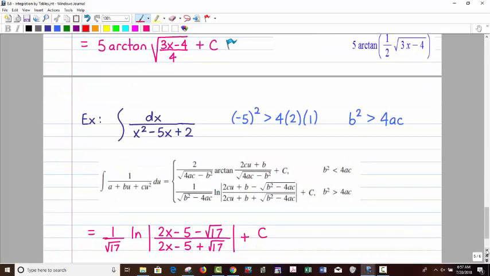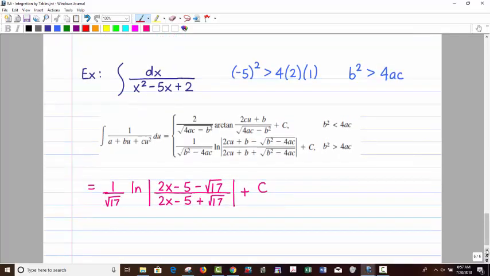Here's another one. We have x squared minus 5x plus 2. And there's the formula. You see the terms are kind of reversed here, so be careful that you pick your A, B, C correctly. In other words, C would be 1, B would be negative 5, and A would be 2.